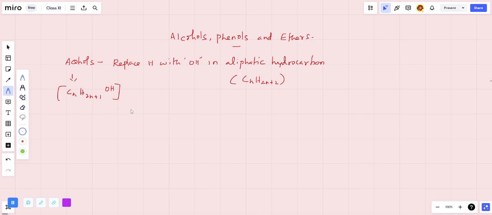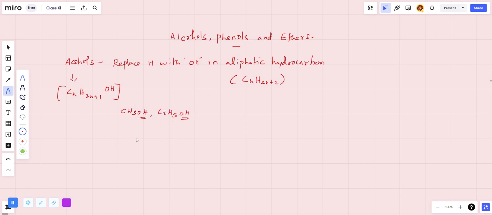So the first member always will have one carbon. An example is methanol and ethanol. Here the functional group is OH. Okay, functional group is OH. So since the functional group OH is present, almost all the properties of the members of the family will also be the same. Okay, this is aliphatic. This is alcohol.